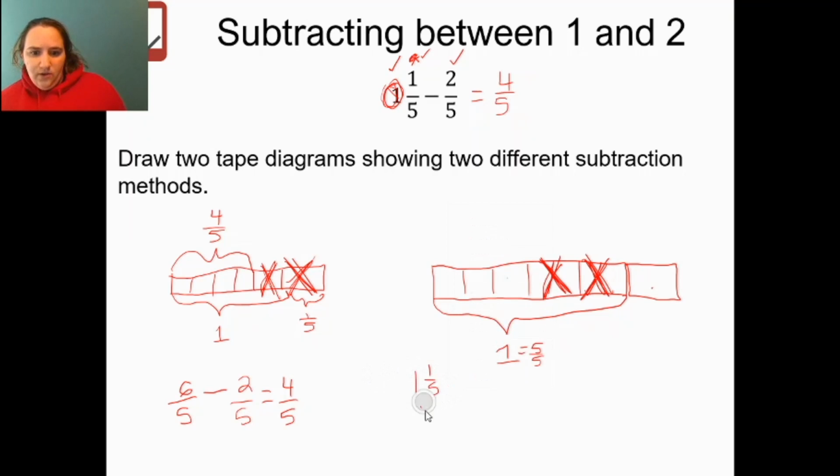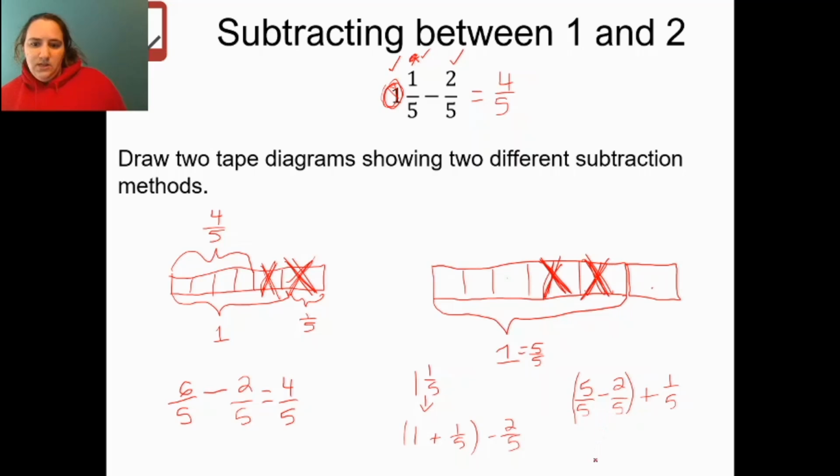I broke this down, kind of like how I do in my number bond. Broke this down into 1 plus 1/5, and then minus 2/5, right? So when I broke this down further, and I broke this 1 into 5/5, what I basically just did is I did 5/5 minus 2/5, and then I added back in my 1/5.